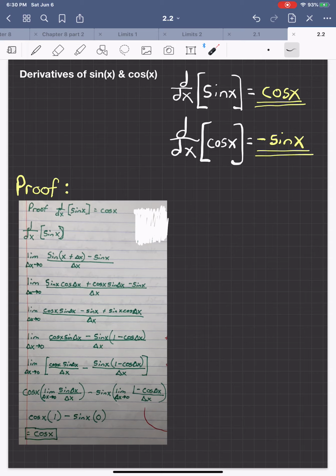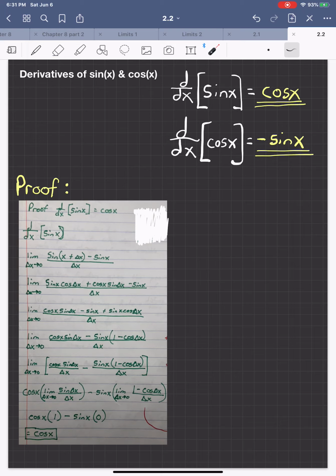So, starting with the derivative of sine of x, think of it as f of x, in this case sine of x. If you start with your difference quotient, remember the first thing you do is plug in x plus delta x. That leaves me with sine of x plus delta x minus sine of x.